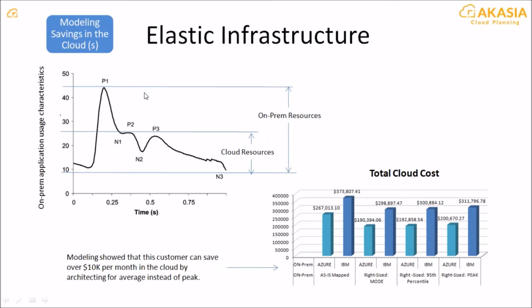Here the customer's intent was that the peak variables were fewer and far in between. So they said they wanted to either deploy mode or 95th percentile in the cloud, and anytime they were expecting a peak, they wanted to be able to add additional VMs to this application and manage it that way. By modeling for elastic infrastructure, we showed that this customer could save over $10,000 a month. And they modeled for Azure and IBM. At a later stage, they did also include AWS into the modeling and VMC, and we'll take a look at that as well.